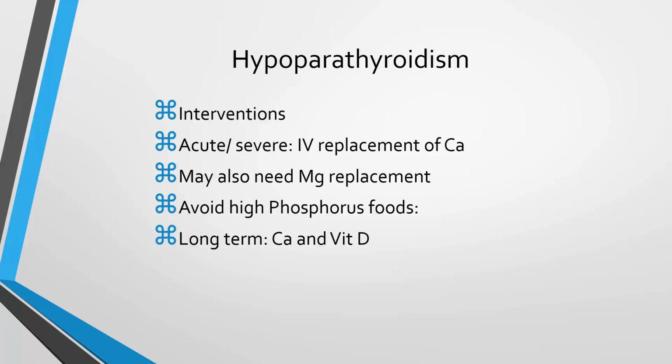in an active form. Now, these patients may also need magnesium replacement, and they also have to avoid high phosphorus foods. And these include sardines, salmon, tuna, whole milk, cheese, yogurt, cereals, nuts, lentils, and the poor old sunflower seeds. They also may need long-term calcium and vitamin D replacement. And that is my very short lecture on the parathyroid gland.